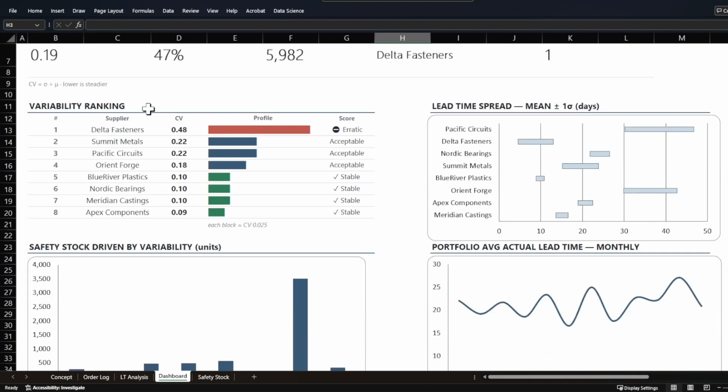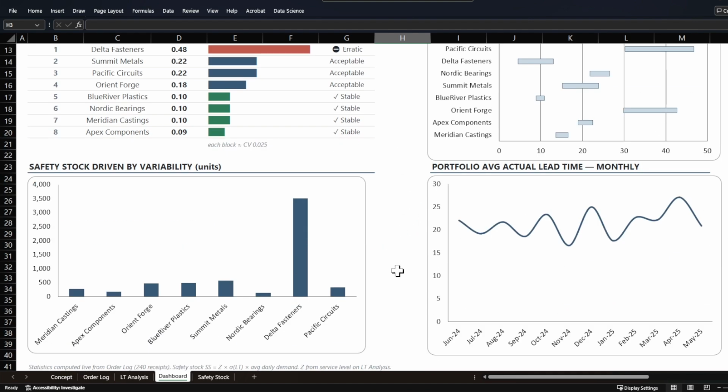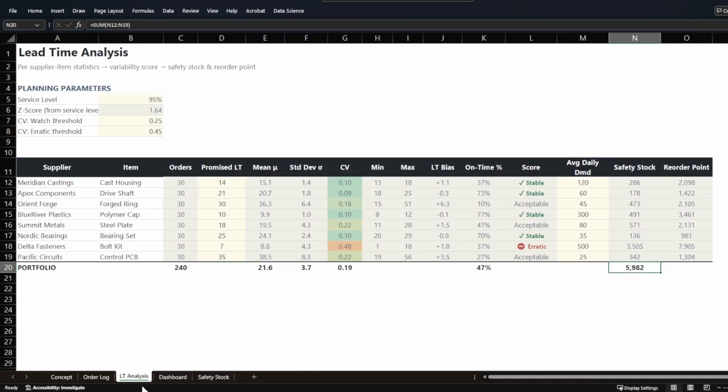Then you can have this variability ranking from the same sheet, highest variability and 8 is the lowest variability. You can see their spread across their mean for their lead time in terms of days, and then you can check which supplier is having highest safety stock. You can check in this, it is the Delta Fasteners, correct? So because it is having high CV, even the high average daily demand as well, but yeah, this is erratically high because of their variability.